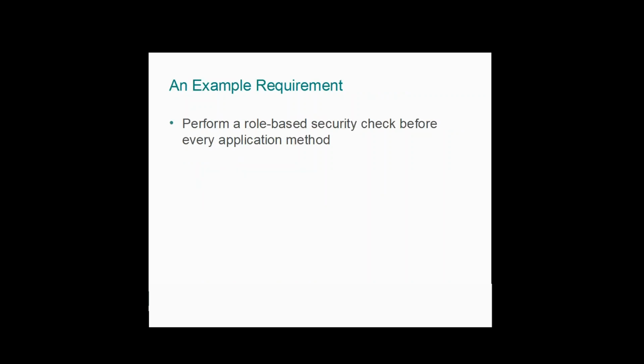For example, if you have a requirement to perform a role-based security check before every application method, the moment you say every application method, in all service methods you need to go and put a security check. This is a cross-cutting concern. What you do is put the logic for the security check in each and every service level method. That security code is generic across all the functional blocks; it cuts across.